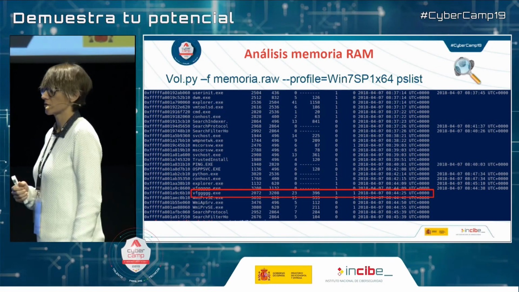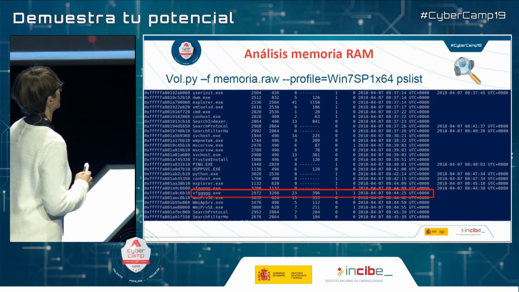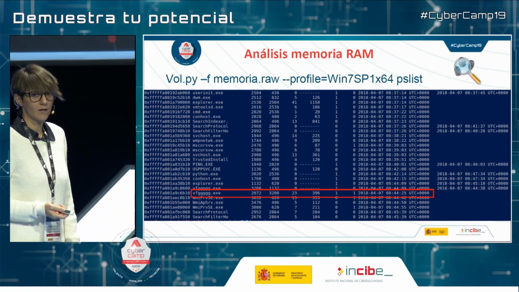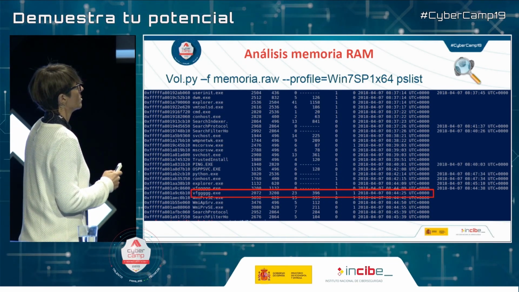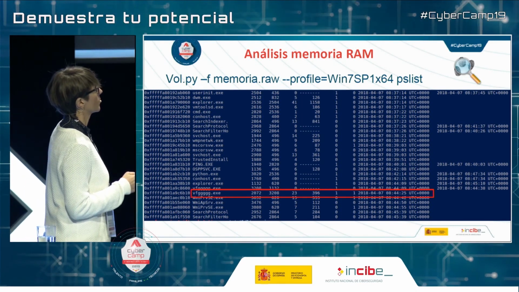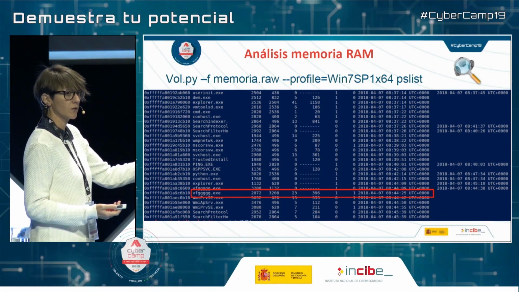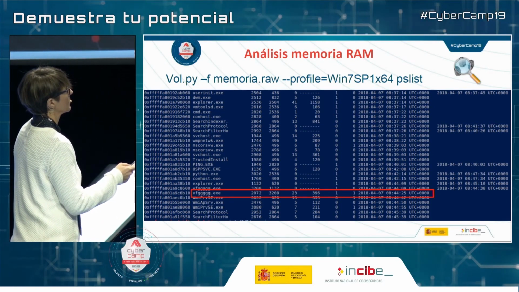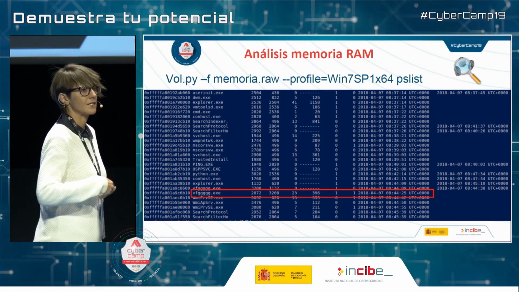So first thing, we analyze the RAM memory, is what we're saying. And what do we have here? We use Volatility, which is the tool most widely used to analyze RAM memories. We indicate -f memory.ram, and that is the RAM acquisition that we've done. Then the profile would be that of the machine that has been compromised, so not ours, obviously. And then here at the end, we write the command that it has to execute in Volatility.